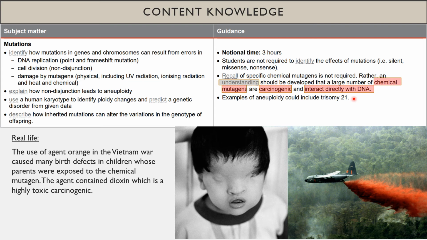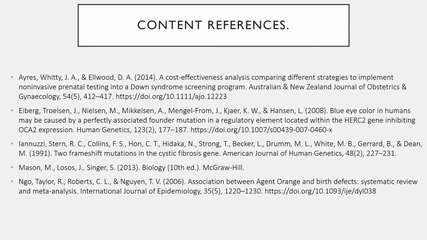It was used widely in the Vietnam War, and it caused a lot of birth defects in children whose parents were exposed to the chemical mutagen, and the agent actually contained dioxin. So that's the mutagen in itself, and it's very highly toxic and very carcinogenic. I ran out of room on the slide, so here are the content references that I've used for this presentation.